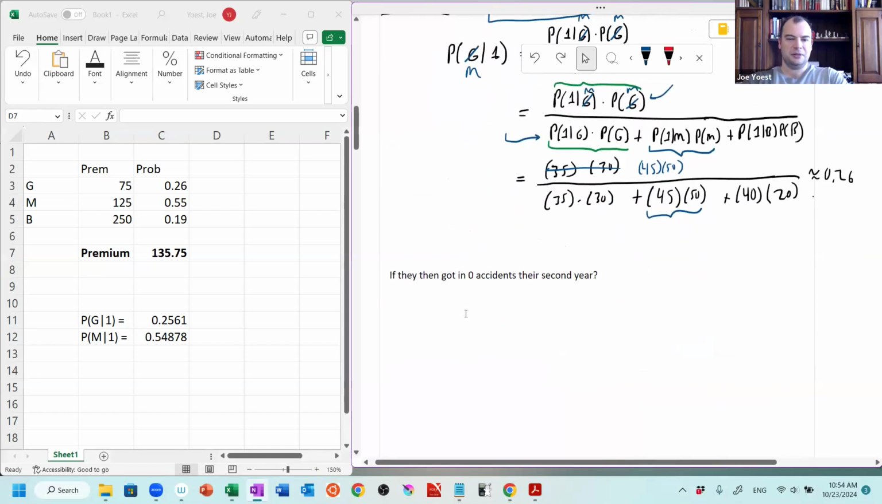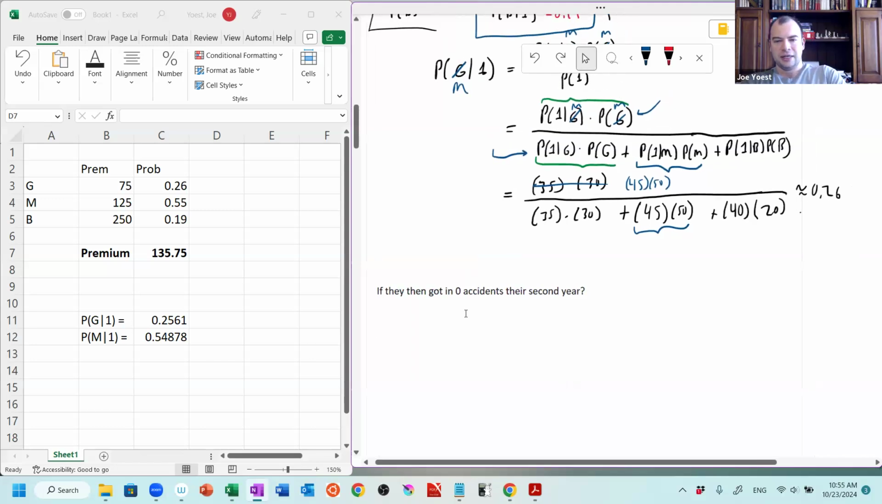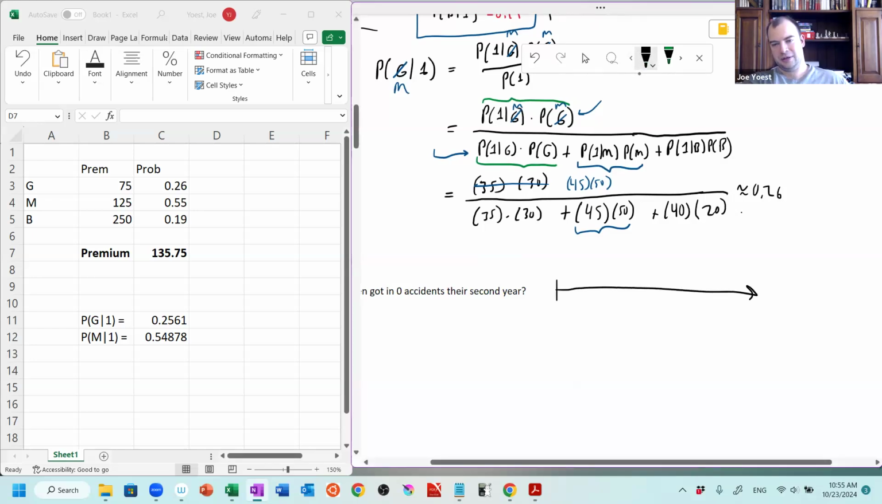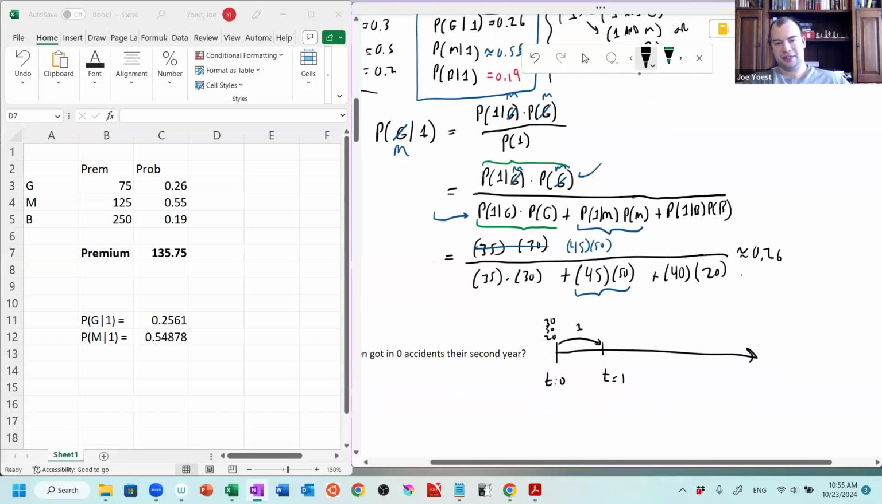So let's check that. Now we can think about what's happening here in a timeline. Here's like time 0. This is our 30, 50, 20 probability. After 1 year, they got in 1 accident. So at time 1, that's my, what was it? 26, 55, 19. That's a posterior for year 1.